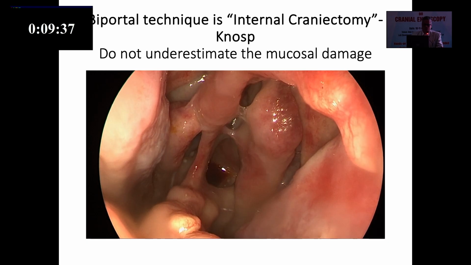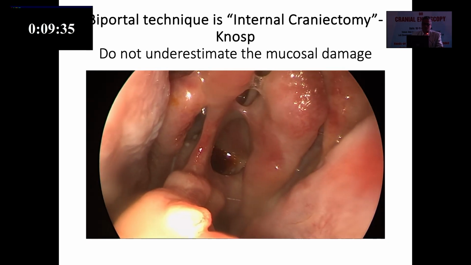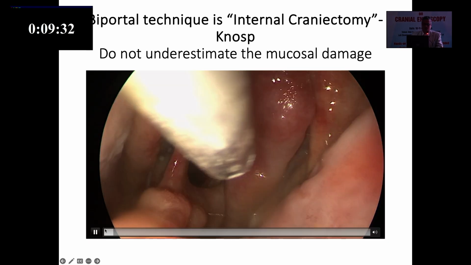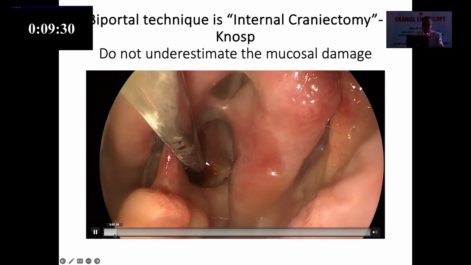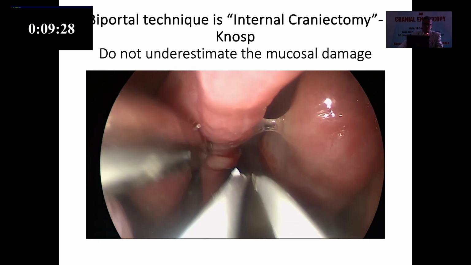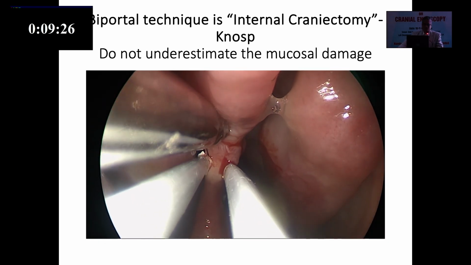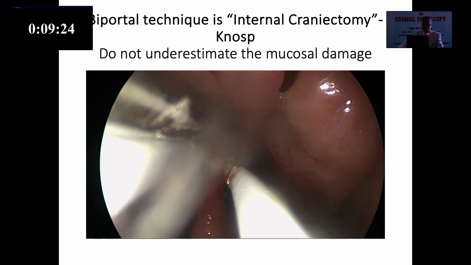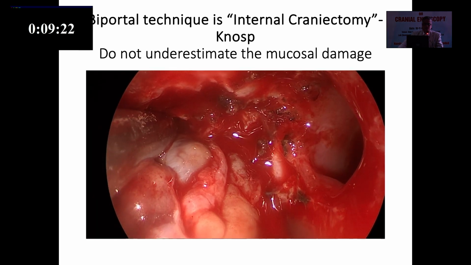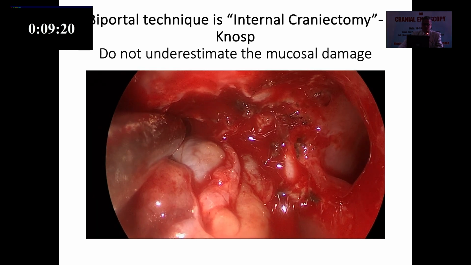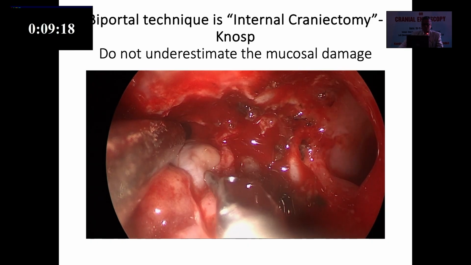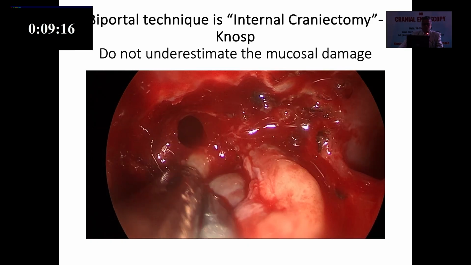Now this was one of my own earlier cases. It was a standard pituitary where I did a biportal approach. One of my earlier cases, I had called an ENT surgeon also, and then the patient had some recurrence, I had to go in again. Now you can see there is no septum left, and the patient had complete loss of smell, severe atrophic rhinitis.